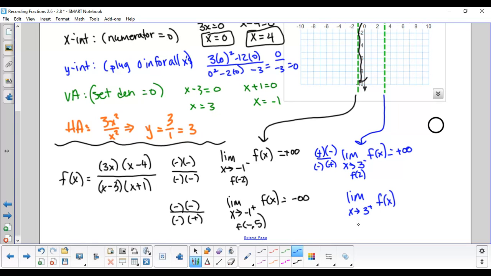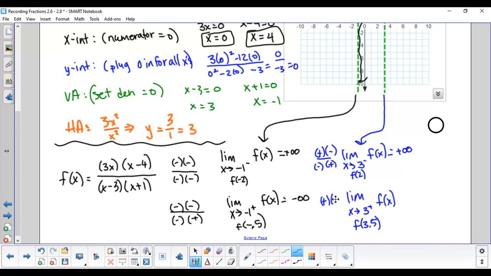Now again, we have a 0 at 4, so I can't plug in 4. So I'm going to plug in 3.5. I needed to be between 3 and 4 in order to get an accurate representation. When I plug in 3.5 for all the x's in f of x, I see what I get.